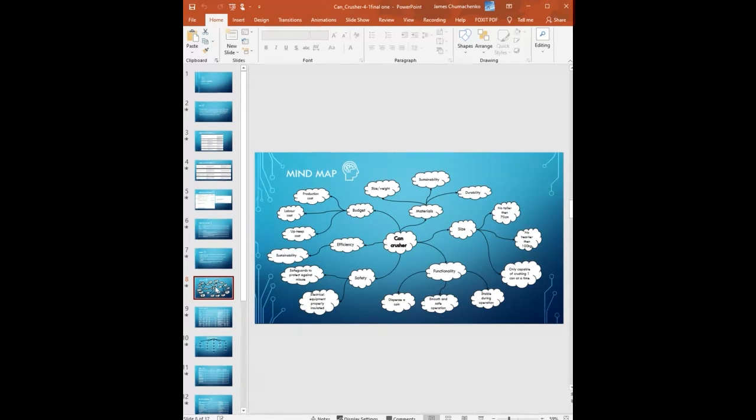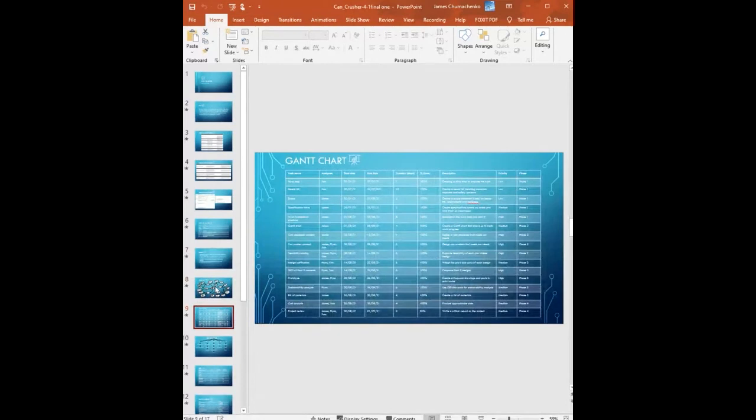The Gantt chart. Oh, yeah, there it is. I need to pull that up. This was probably one of the most important things.